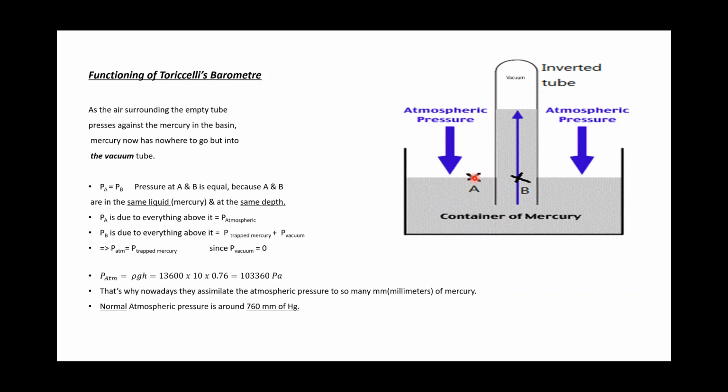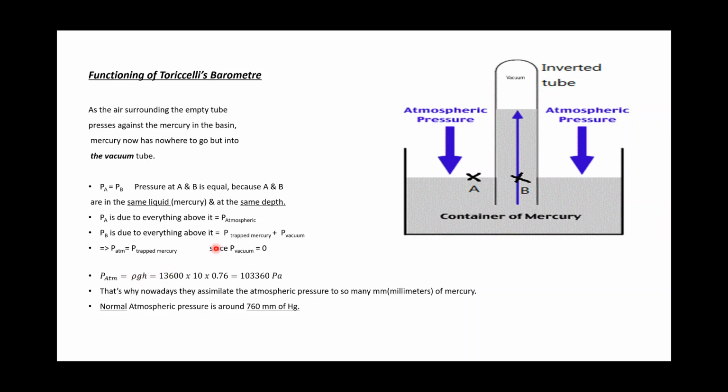So the pressure at A is the same as the pressure at B, so PA equals PB. Why? They are at the same level and in the same liquid, mercury. P at A is the atmospheric pressure. P at B, as we just said, is the pressure of the trapped mercury and vacuum. If you equate those, the atmospheric pressure equals the pressure over here, which is the pressure of the trapped liquid. And the pressure of a liquid is nothing but rho g h, as solved previously.